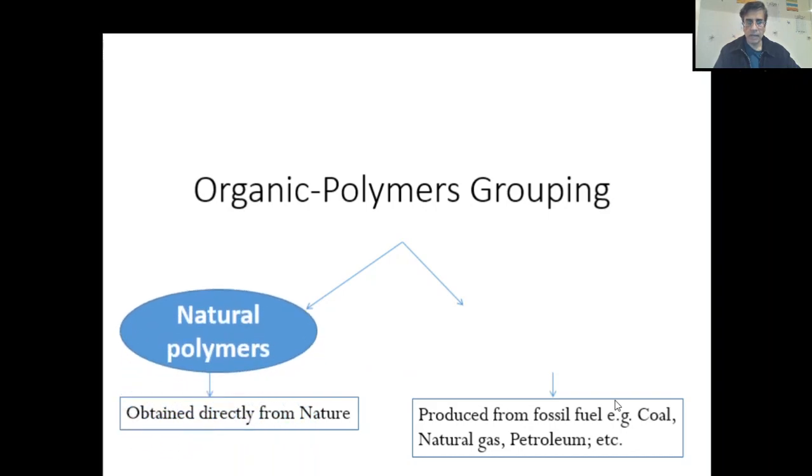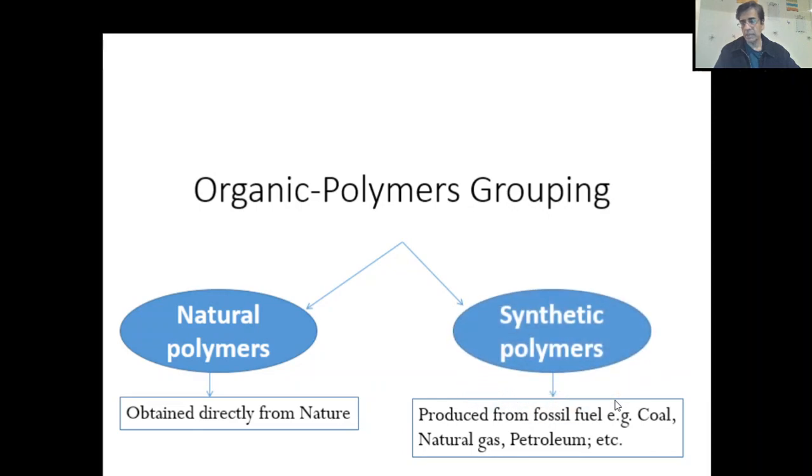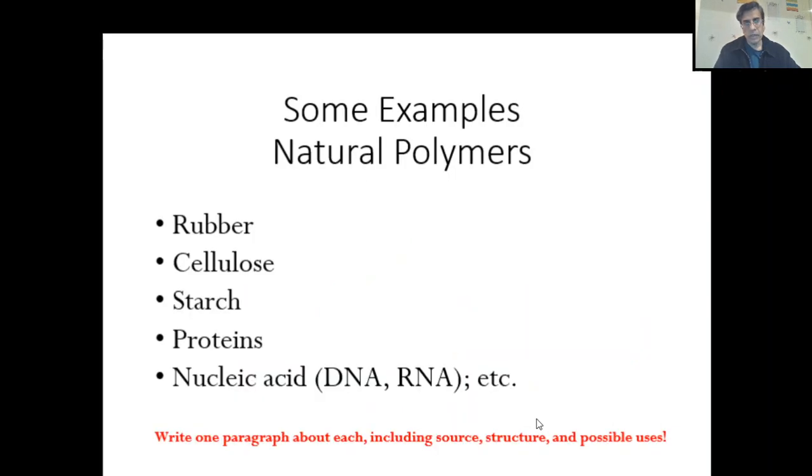Again, you have a natural polymer, which is obtained directly from natural sources, and also the synthetic polymer that is obtained from fossil fuels such as coal, natural gas, and petroleum. Amongst the natural polymers, the important ones are rubber, cellulose, starch, protein, and nucleic acid.